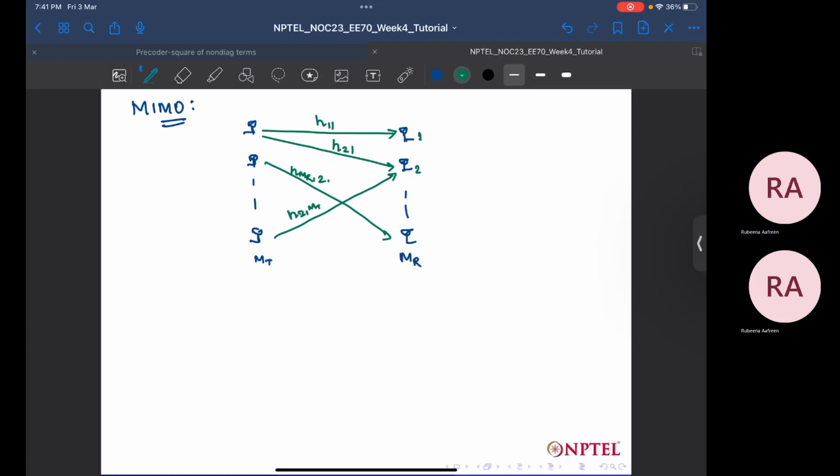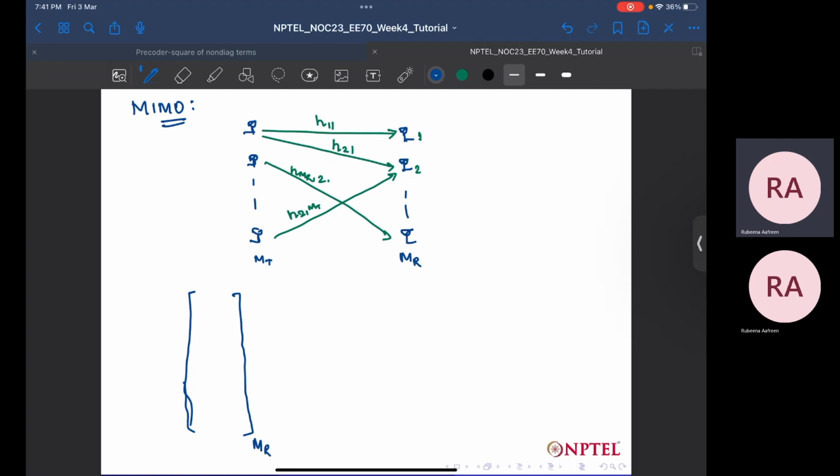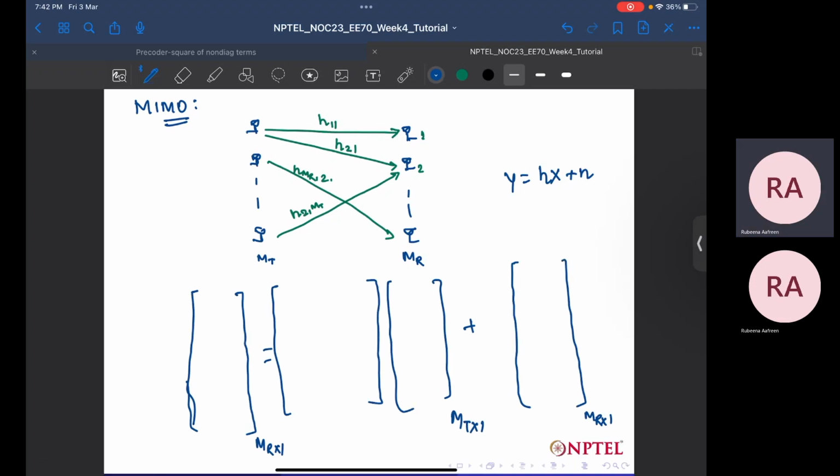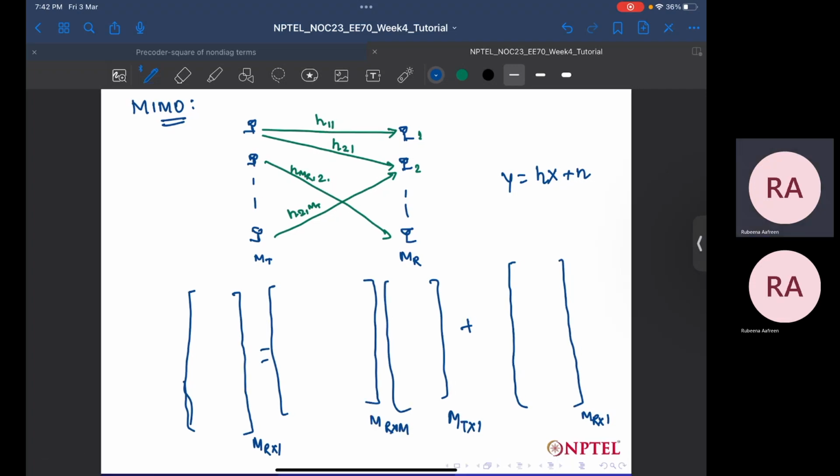So now at the receiver, since we have MR receivers, we will have MR cross 1 as the received signal. Again we are using the same thing, y equal to Hx plus n. X we have as MT cross 1, and since there are MR receivers, MR noises will be there. So noise is MR cross 1. Now the channel would be MR cross MT.